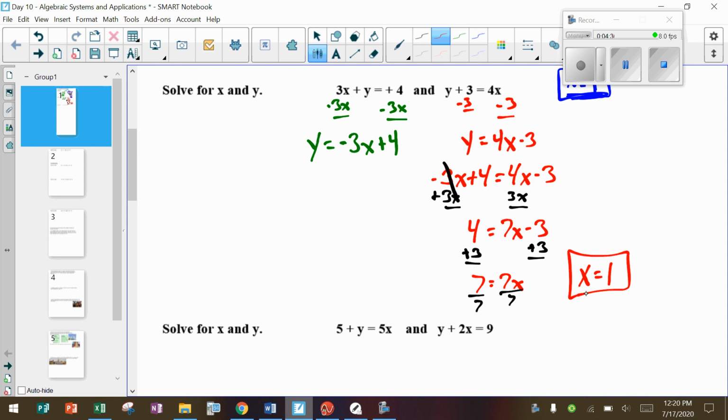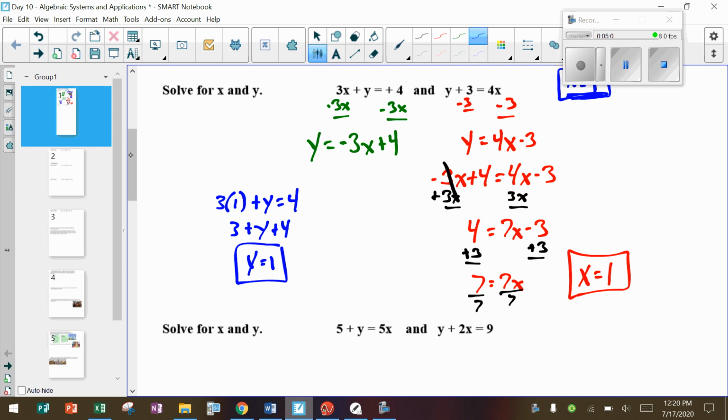Now that I know x, I can take that and plug it into either one of the original equations, it doesn't matter which one you pick. You can even use one of the rearranged versions. So I'm going to take the x and plug it in and solve for y. 3 times 1 is 3. Subtract the 3. So I get x equals 1 and y equals 1.